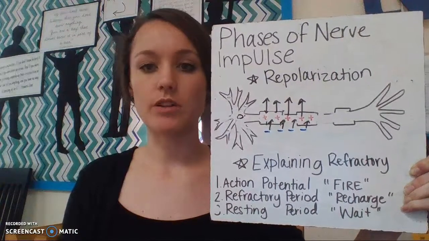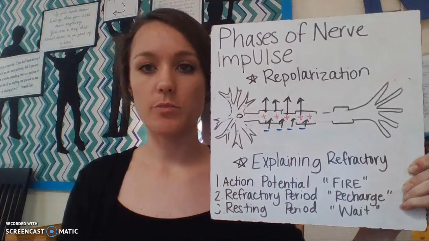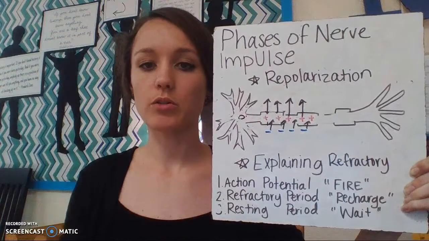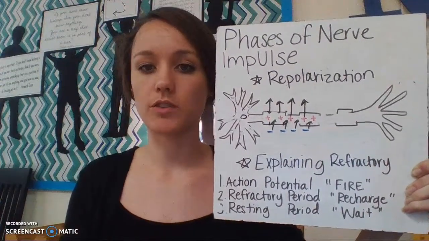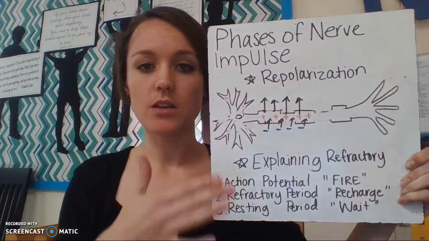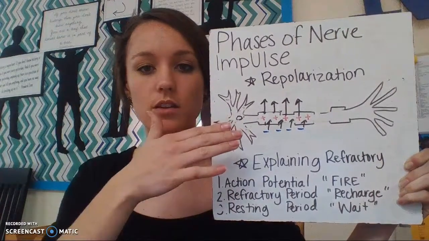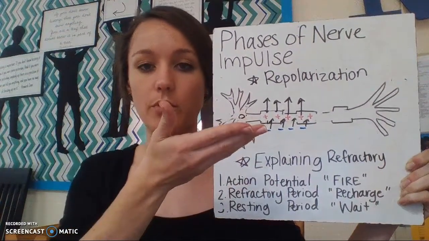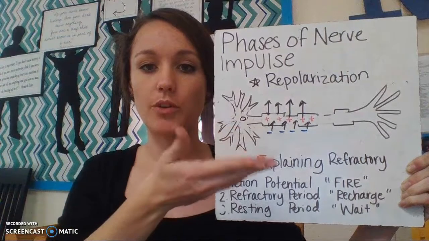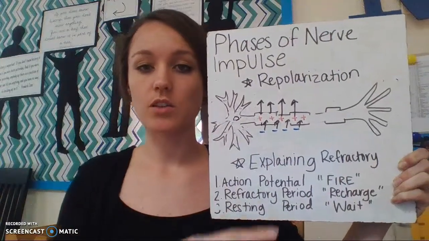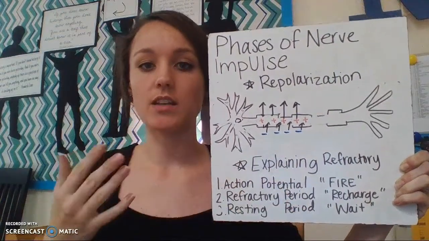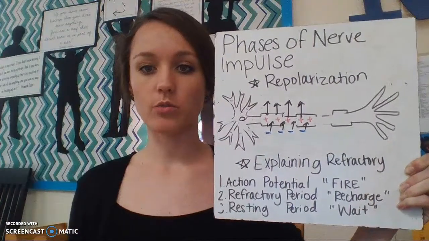And so this is called refractory. So the refractory period is the time in which it repolarizes. It goes back to its neutral state, this negative state. So I've drawn in here the negatives are coming back in to repolarize, to get back to normal, while the positives rush out.